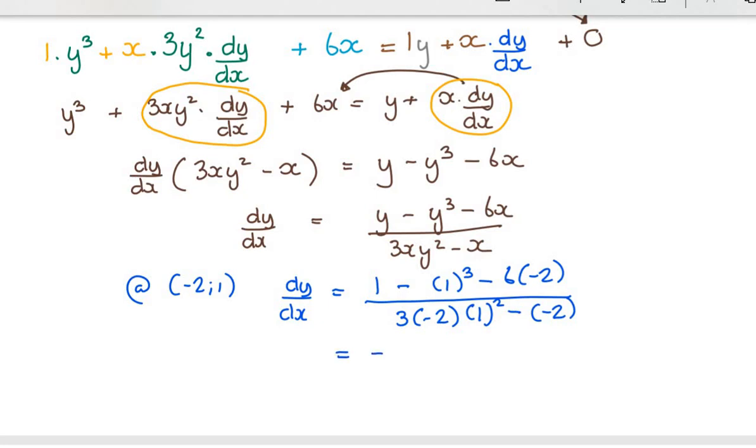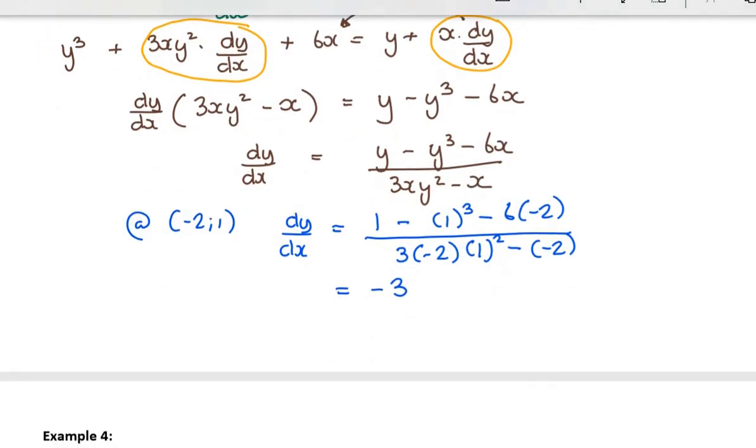And I think I get negative 3 if I did that correctly, which is great, because now I know that my tangent is y is equal to negative 3x plus c. And I've been given a point, which is really nice. So I can substitute in that point. I can say when y is 1, x is negative 2, and that'll be 6.